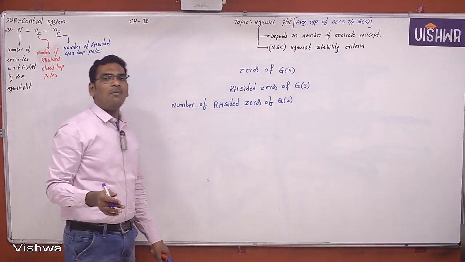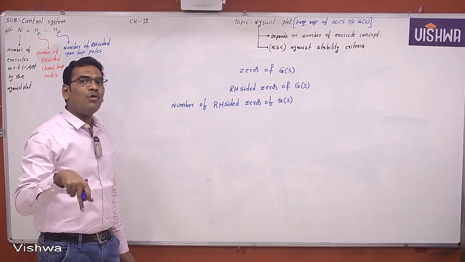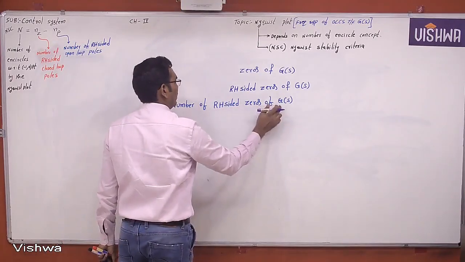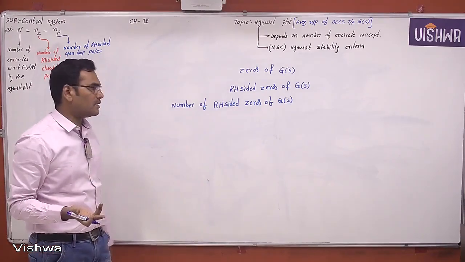Maybe a question like: how many zeros are on the right-hand side in an open loop control system? This is the statement. How many zeros in the open loop control system? Which side? Right-hand side. Okay, there may be a statement like this.